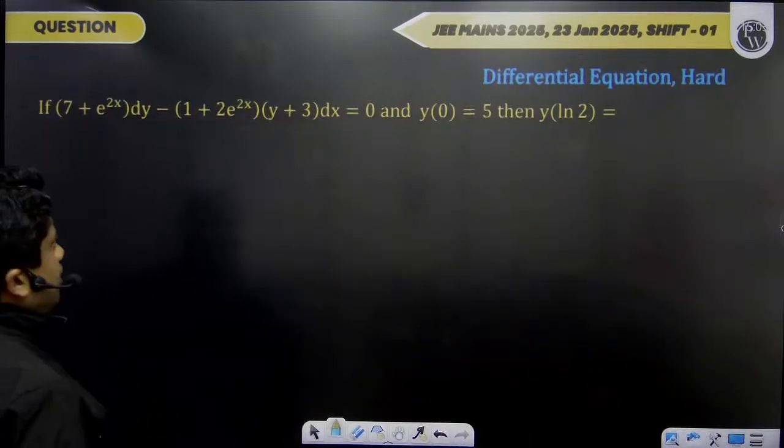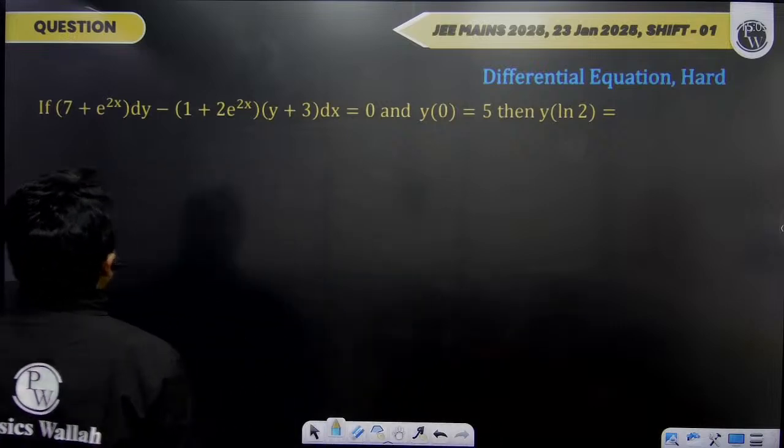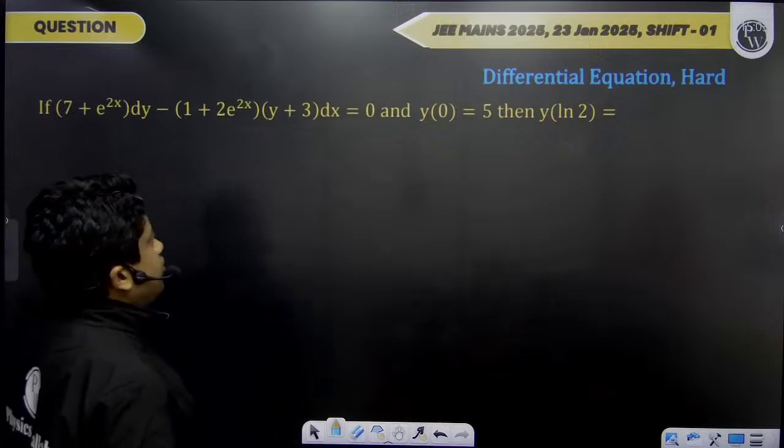Next question is what? It's a question from differential equation. 7 plus e power 2x dy minus 1 plus 2 into e power 2x plus y plus 3 into dx equal to 0 and y of 0 equal to 5.